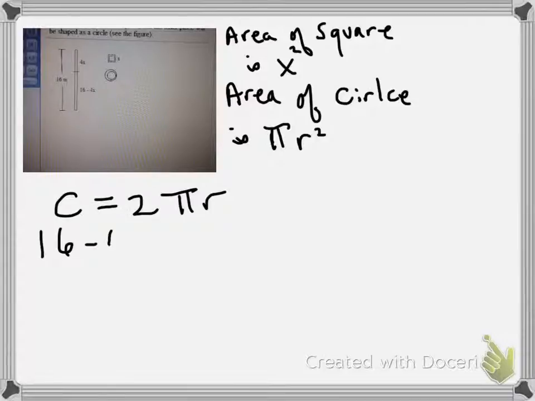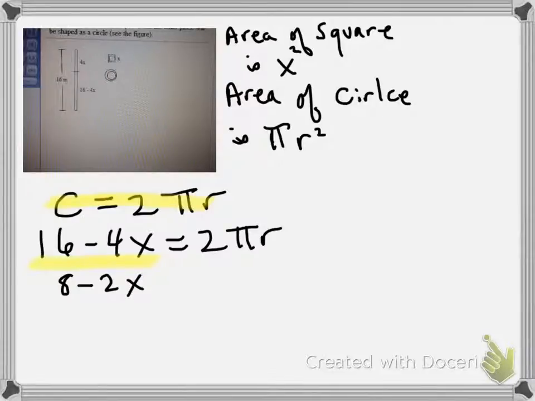However, we do know what the circumference of that circle is. The circumference is the distance around the circle, and so that distance, this length right here, is the circumference of that circle. And so that circumference is 2 times pi times the radius. So if we take that equation right there, we know that the circumference is 16 minus 4x from the diagram.